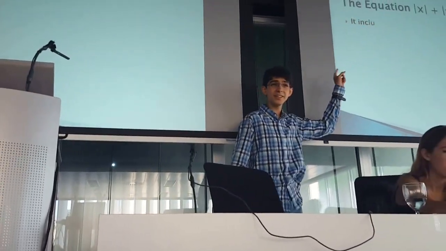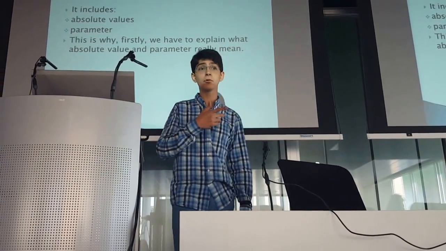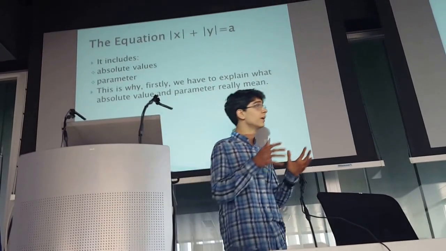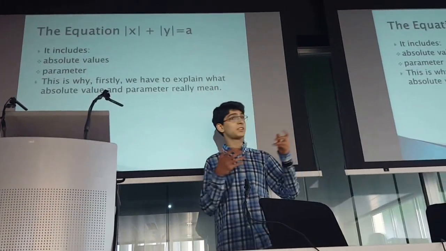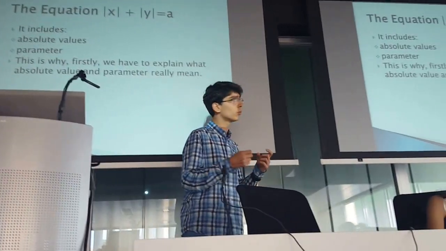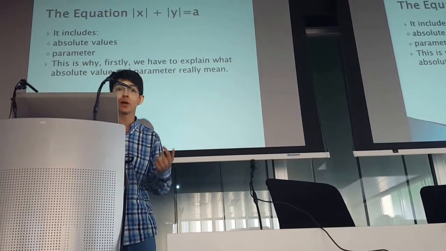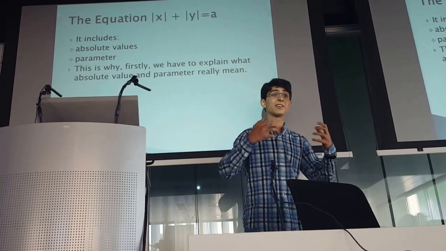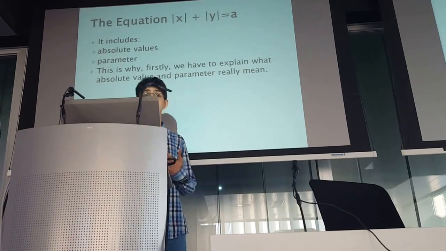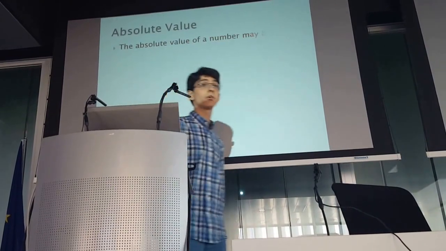Can you see it clearly? It includes two absolute values and a parameter. I suppose that when you were at my age, you may have had some troubles with solving such a difficult, I can say, equation, because probably you didn't know what an absolute value and what a parameter meant. But this is why, firstly, I want to begin with explaining the exact meaning of the absolute value and of the parameter in lots of ways, and now you're going to see the first way for the absolute value.